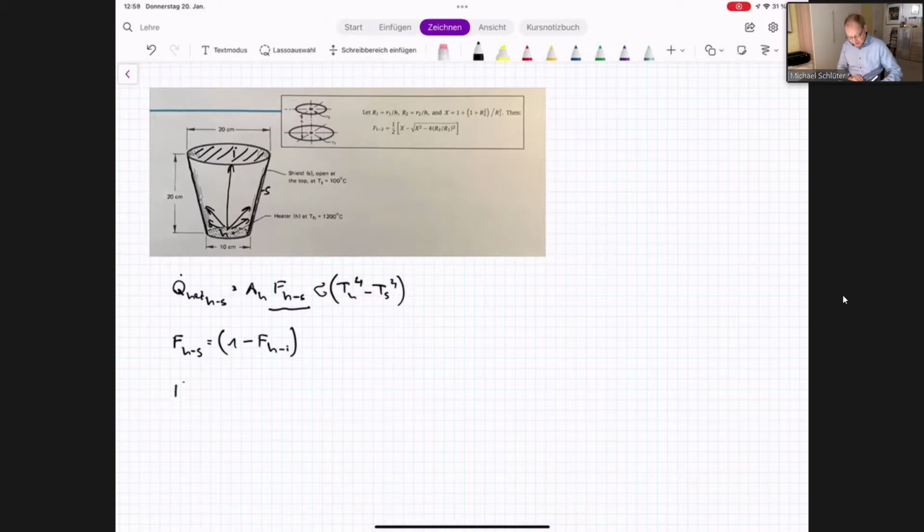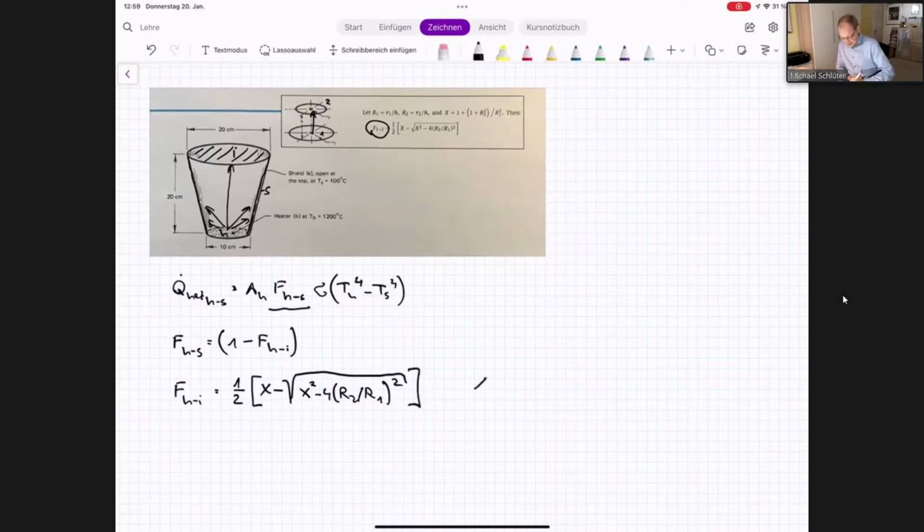And now the question is, what is F H minus E? For that we can look it up here. This is F 1 minus 2, as here we have 1 minus 2. This is a radiation that we can calculate with this equation, and this is 1 half multiplied by x minus the square root of x to the power of 2 minus 4 multiplied by R2 divided by R1, to the power of 2. So that's the equation we are looking for.